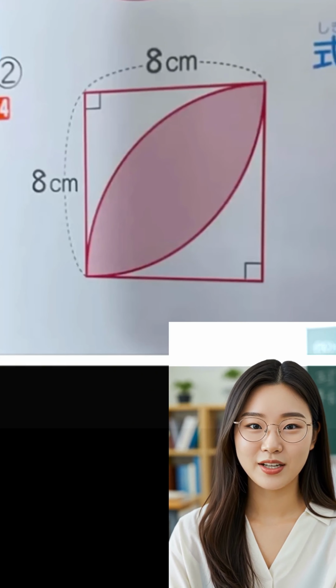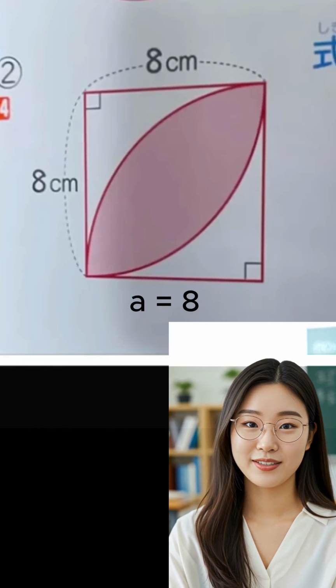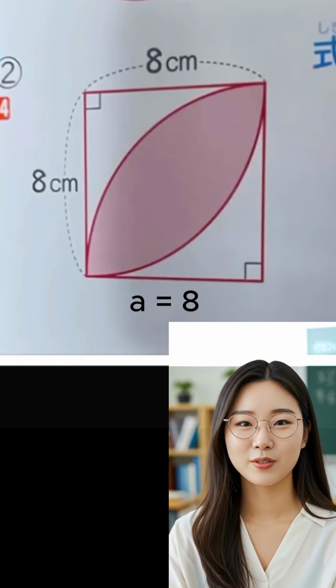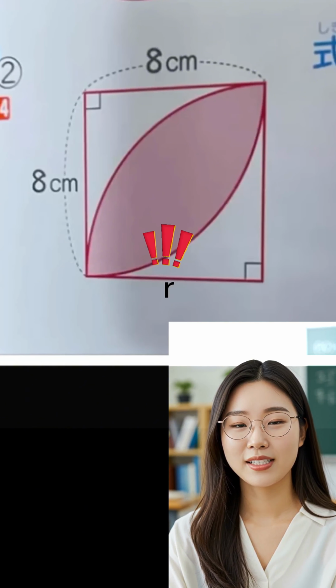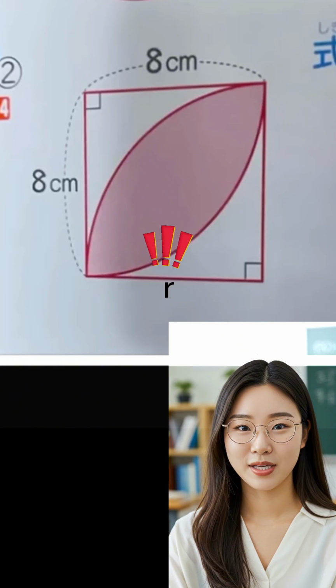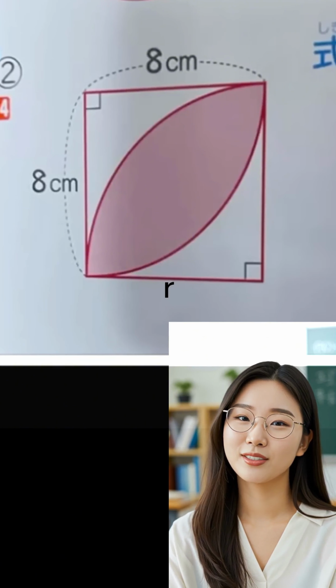If this is a square, why isn't it labeled correctly? Side A equals 8. Also, in the illustration, this side is not marked as radius R, meaning the side of the square does not have to be the radius of the circle. It is possible that we were solving a problem that was posed differently.